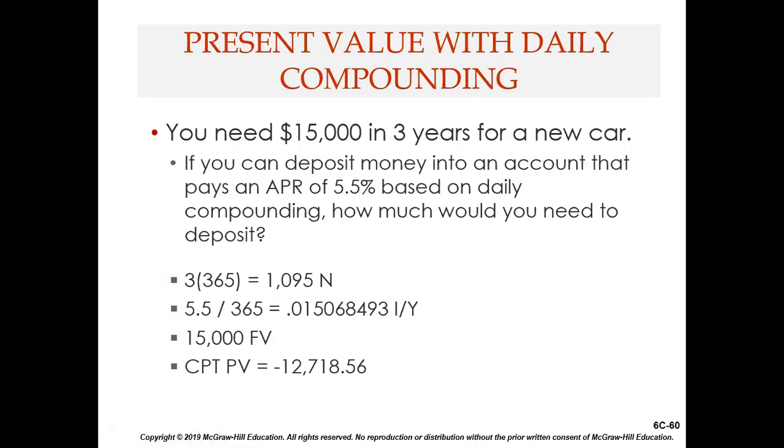The amount we want to accumulate to is future value, 15,000. Now we're not making regular payments here. We just want to deposit one amount at time zero with these conditions. So let's go back up to present value, alpha enter. We would have to deposit $12,718.56 today. So just showing you different ways you could use APR to do calculations.